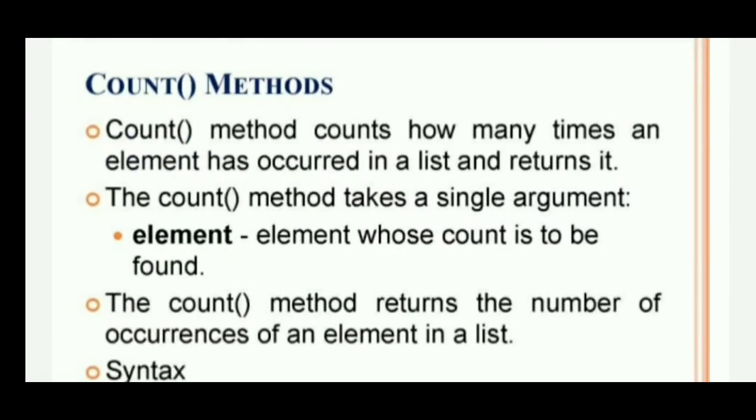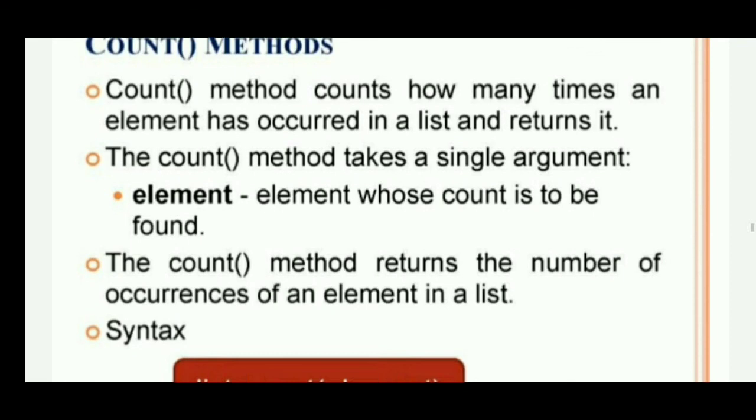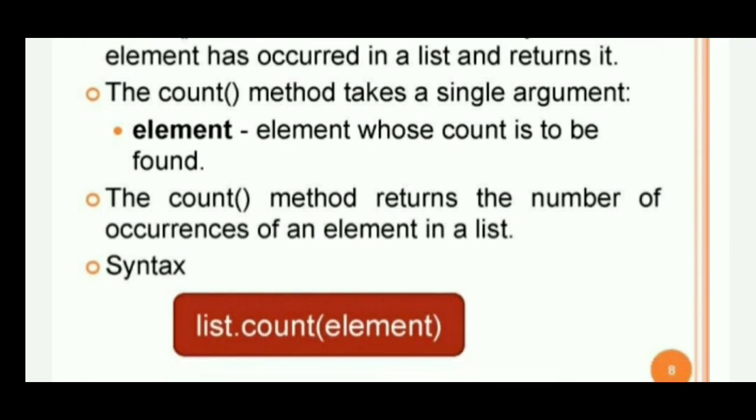Next one, count method. This method is used to count how many times an element occurred in a list. The count method takes a single argument, the element whose count is to be found, and returns the number of occurrences of that element in a list. Suppose there is a list which contains 10, 20, 30 and 20, and now I want to find the count of 20. It will show the answer as 2 because 20 comes two times in the particular list.